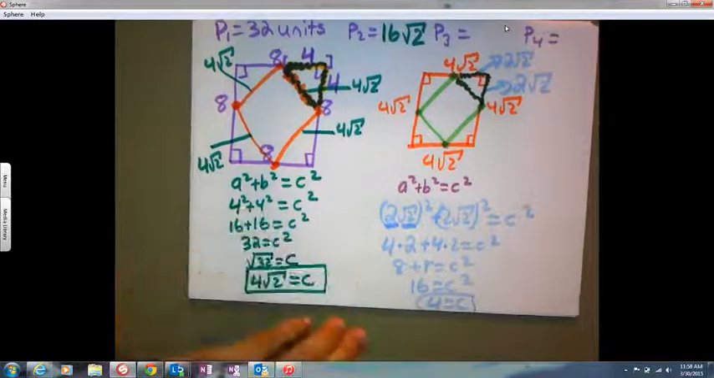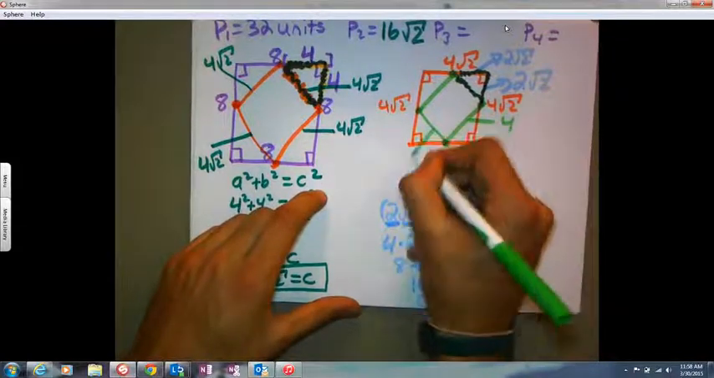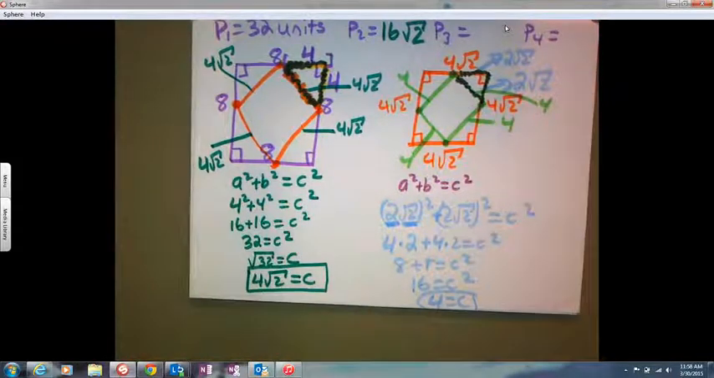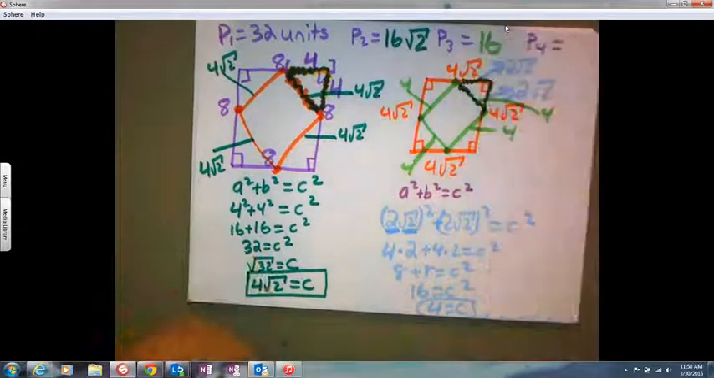Which means all of these green sides are 4. So the perimeter of the square must be 16. 4 plus 4 plus 4 plus 4. Questions on this?